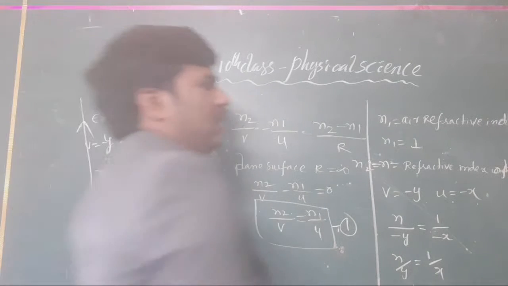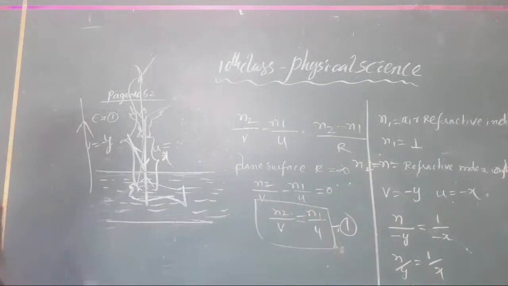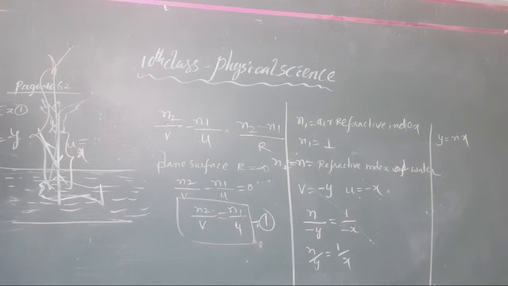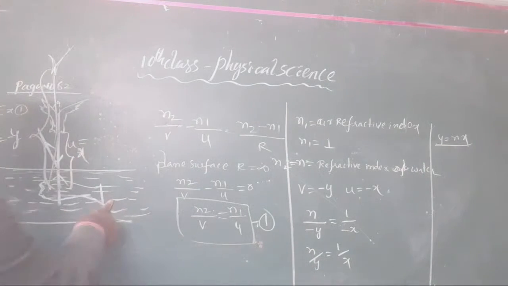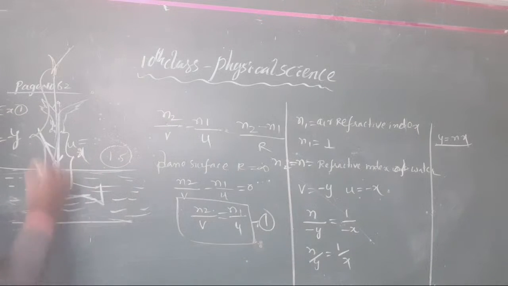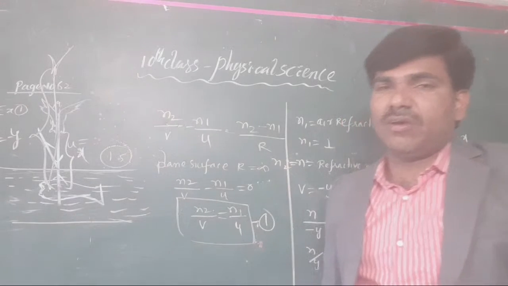Now y is equal to n into x. Y is the vertical shift that appears for us. Understood, all the students? Here it is in terms of refractive index. Suppose the refractive index of water is 1.5, and the distance between the fish and the bird is 2 meters. Automatically it will become 3 meters. It appears as a 3 meter distance. Okay, clear or not, all the students?